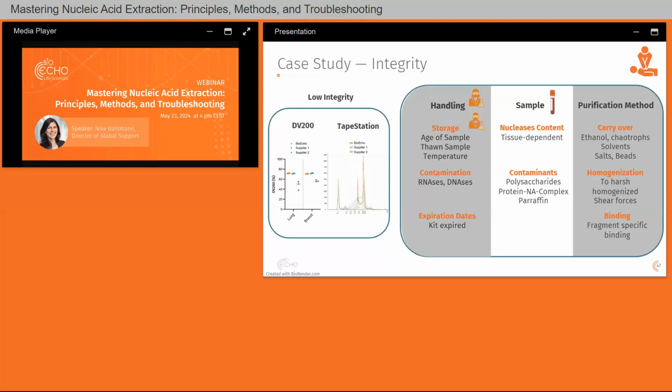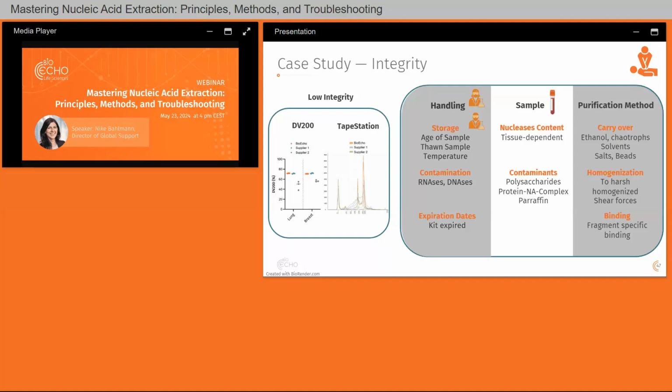Binding is also important. Beads and also silica membranes are selective to the fragments they are binding. Usually the cutoff for silica membranes is around 500 base pairs if I do not adapt the binding conditions, and for beads, it could be somewhere around 200. So this is also important. If you have the feeling that you do not get the fragment you want, check the method you are using.